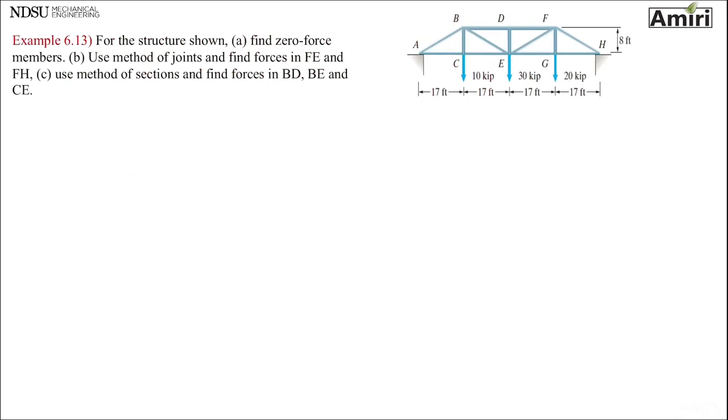Another example that I have here says, for the structure shown, find zero force members. Use method of joints and find forces in FE and FH. Use method of sections and find forces in BD, BE, and CE, these three. Okay, so I think I kind of see where to cut. But let's see. Zero force members.